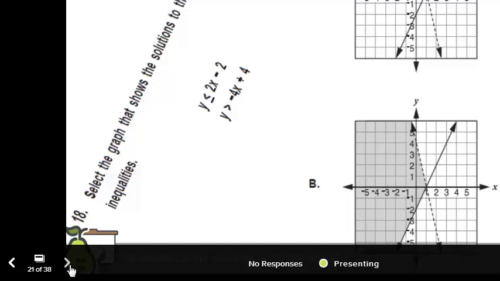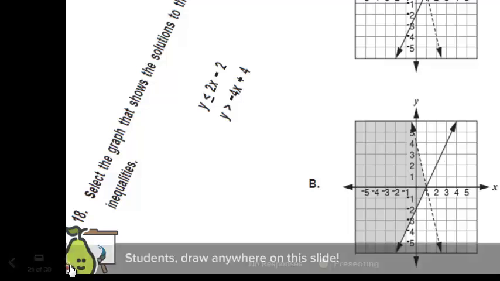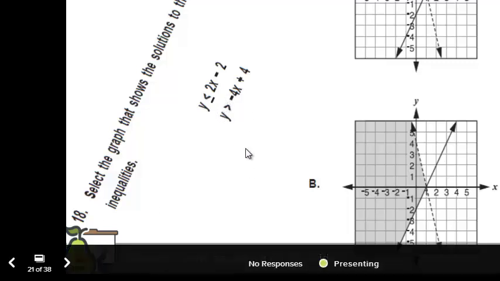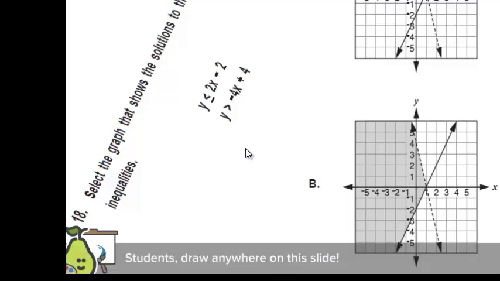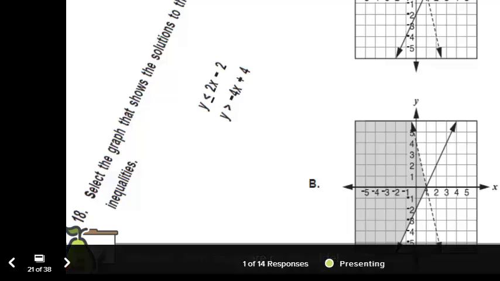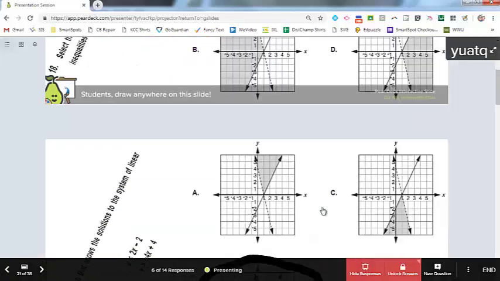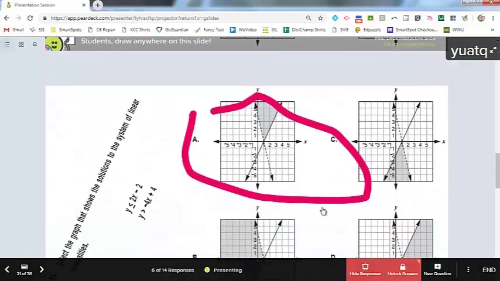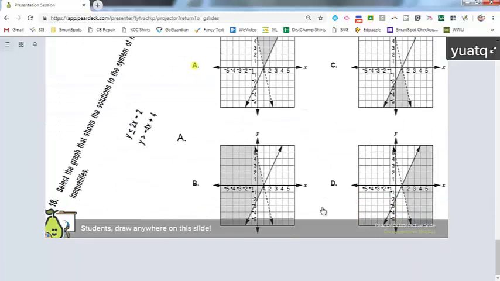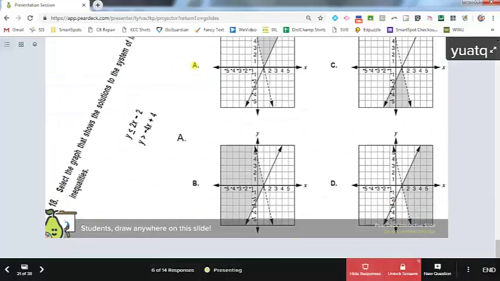All right. Select the graph that shows the solutions to the system of linear inequalities, which is this system right here. y is less than or equal to 2x minus 2, and y is greater than negative 4x plus 4. I'm going to give you 2 minutes. Go. Okay, we have A, B, A. So we have 1 B and the rest A's.